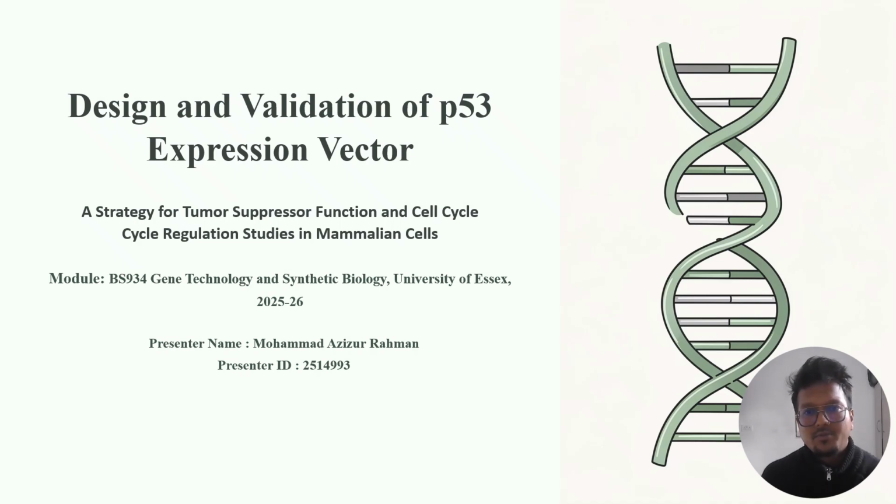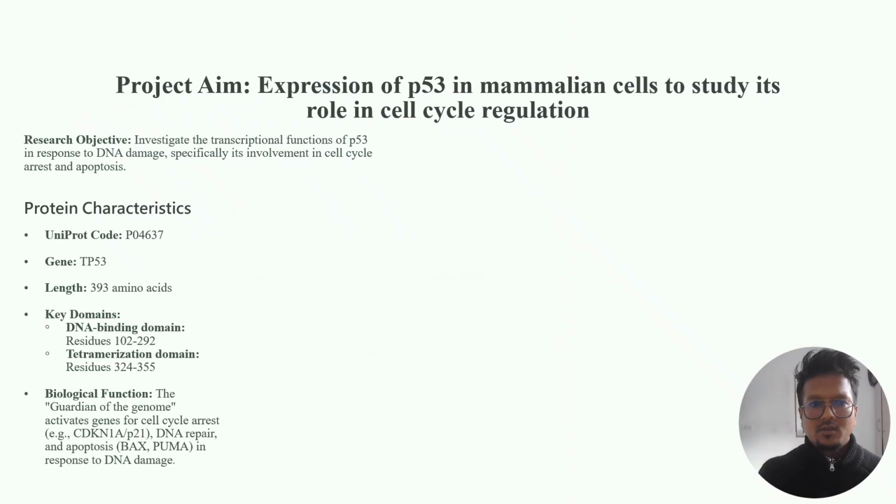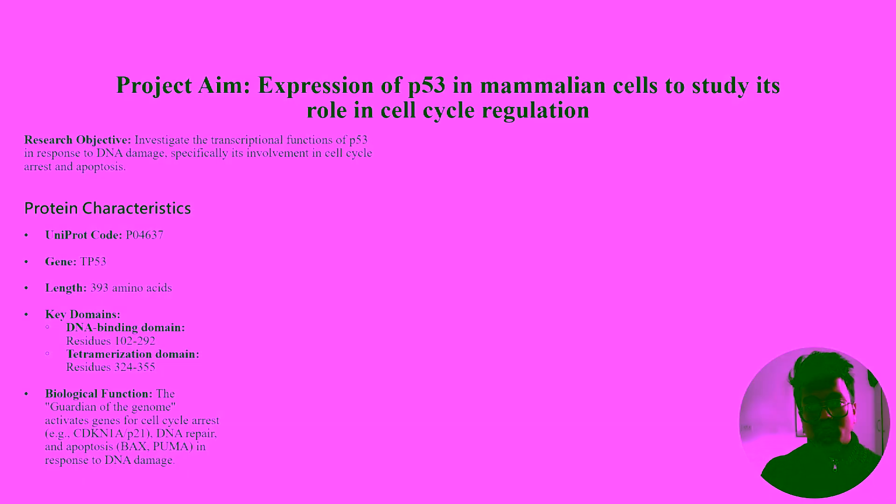Today I will present my project on design and validation of a p53 expression vector. The aim of this project is to express human p53 in mammalian cells to study its role in cell cycle arrest and apoptosis. P53 is known as the guardian of the genome, responding to DNA damage by stopping cell division.